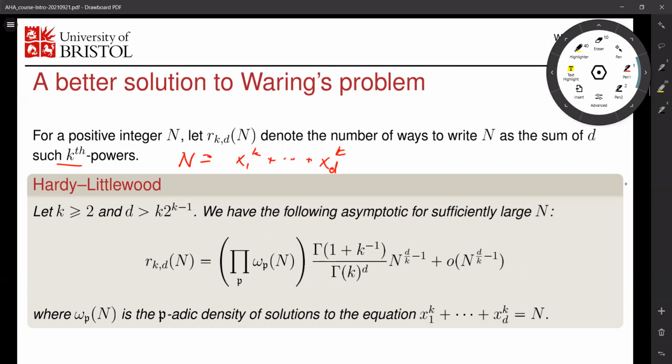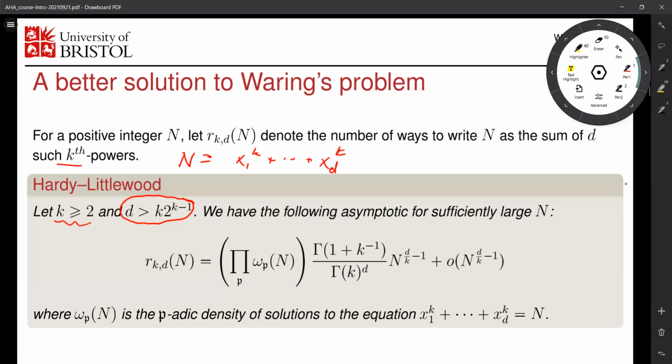And this asymptotic holds as soon as I have enough variables, okay? And of course, this is going to be in degrees greater than or equal to 2. I can write every integer as a sum of 1 first powers, namely itself. So the problem isn't so interesting in that regard, though there are interesting variants to consider, such as the Goldbach problem.